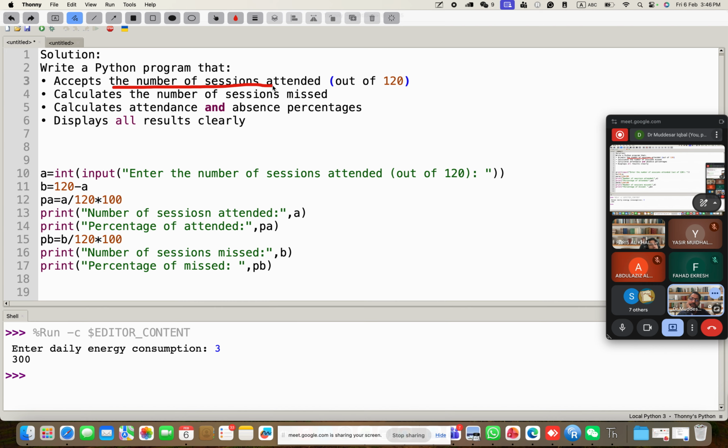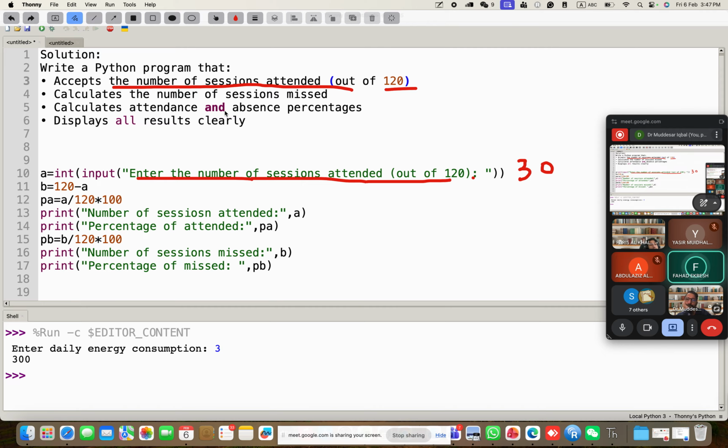So if I ask you, Fahad, enter the number of sessions attended out of 120, and you enter, let's say, 30. So that is the number of sessions you attended, right? That's your attendance, out of 120. Yes. Okay?